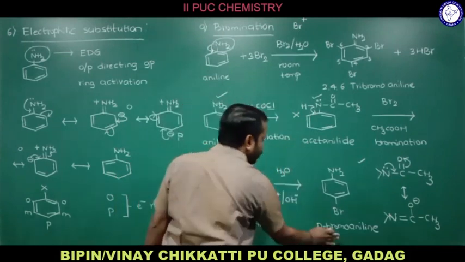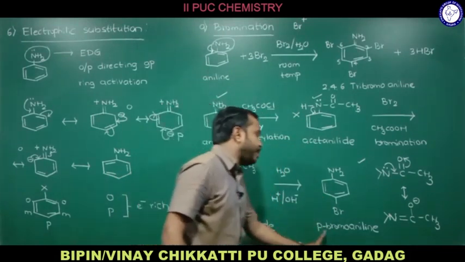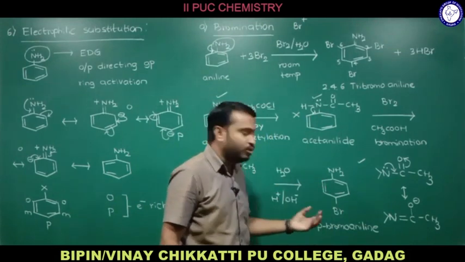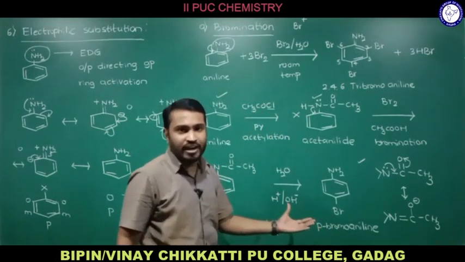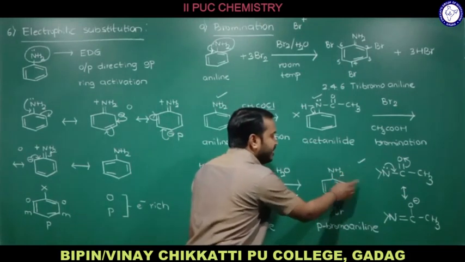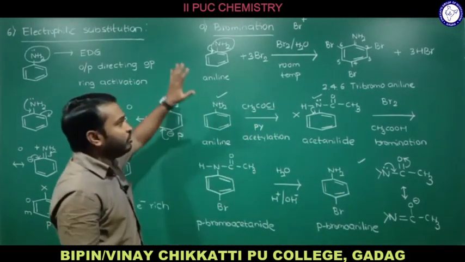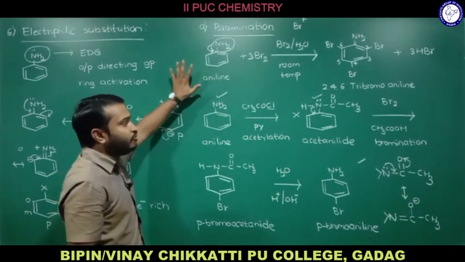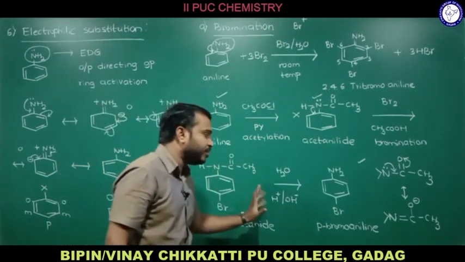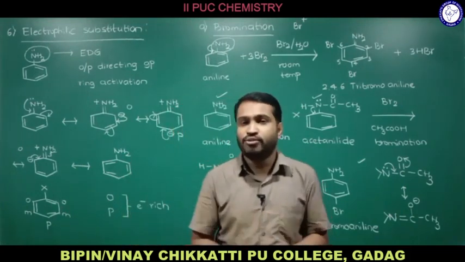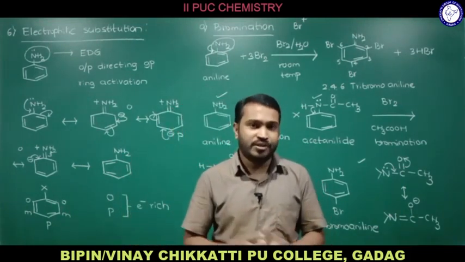Therefore, we are going to get only a single product, that is nothing but para-bromoaniline. Of course, we get ortho-bromoaniline also, but the major product is para-bromoaniline, or you can say there will be a steric hindrance if you consider the ortho-bromoaniline. This is how, if you want a tri-substituted product, you go for this one. If you want a mono-substituted product, you can go for this one. That is how the halogenation or bromination of aniline takes place.